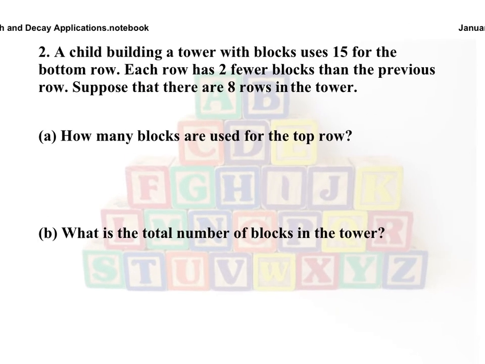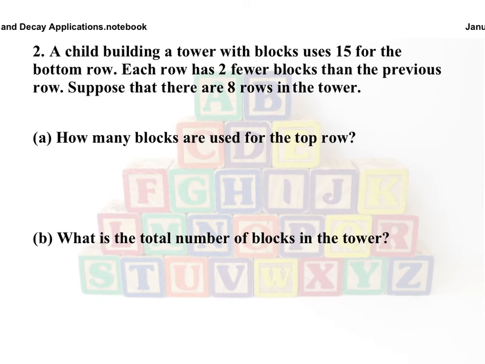All right, our next example, we're looking at this tower of blocks that a child is building. It says that the first row, or the bottom row, uses 15 blocks, and then each row has 2 fewer blocks than the previous row. So suppose there are 8 rows in the tower. How many blocks are used for the top row?